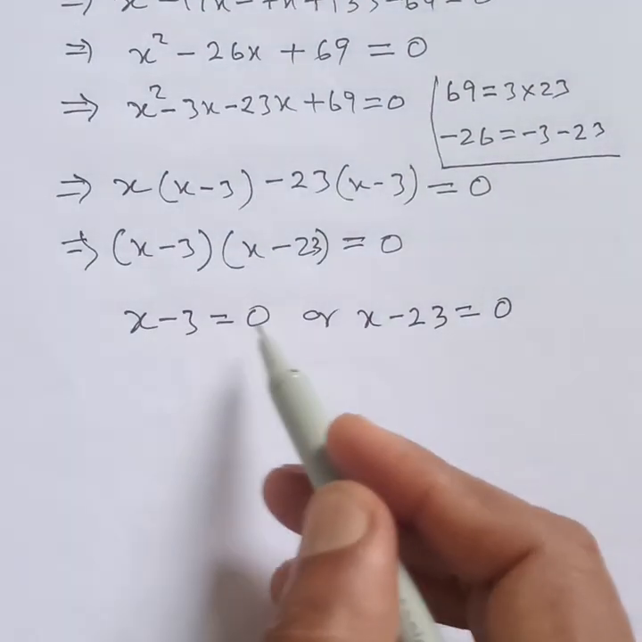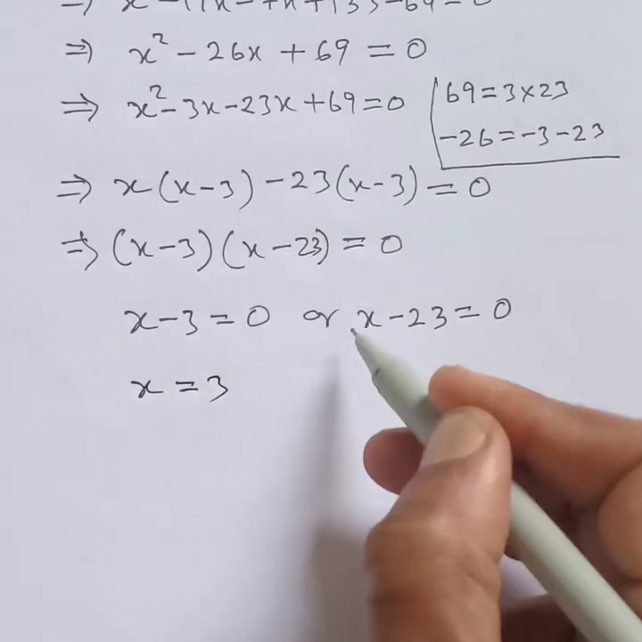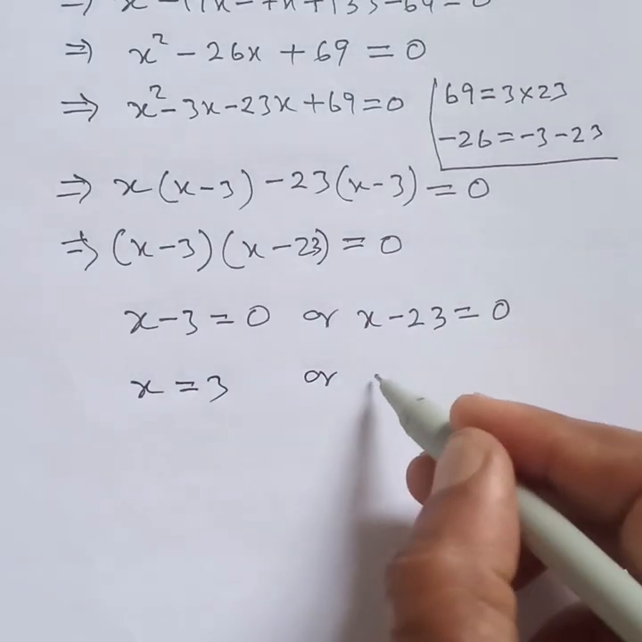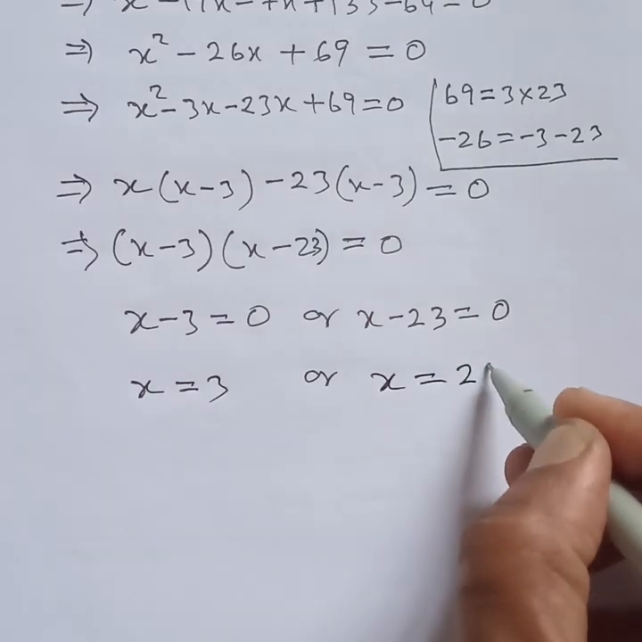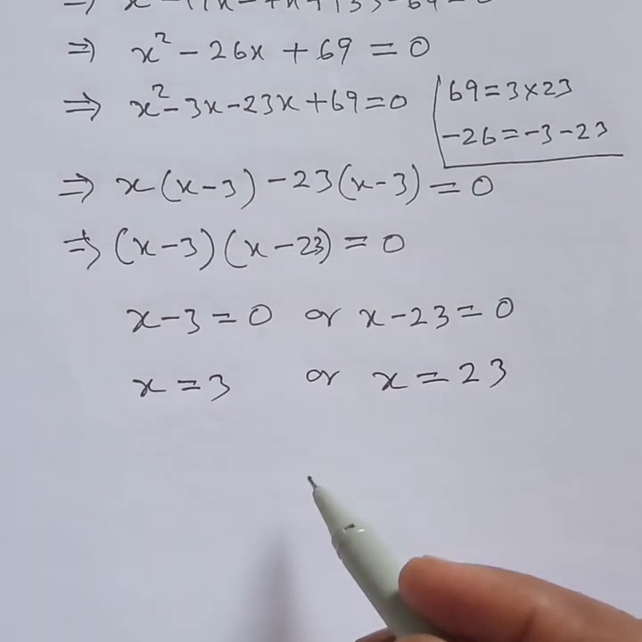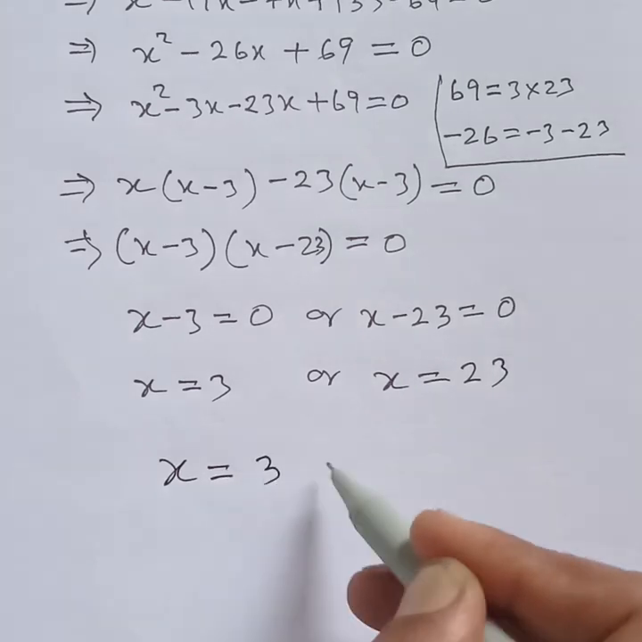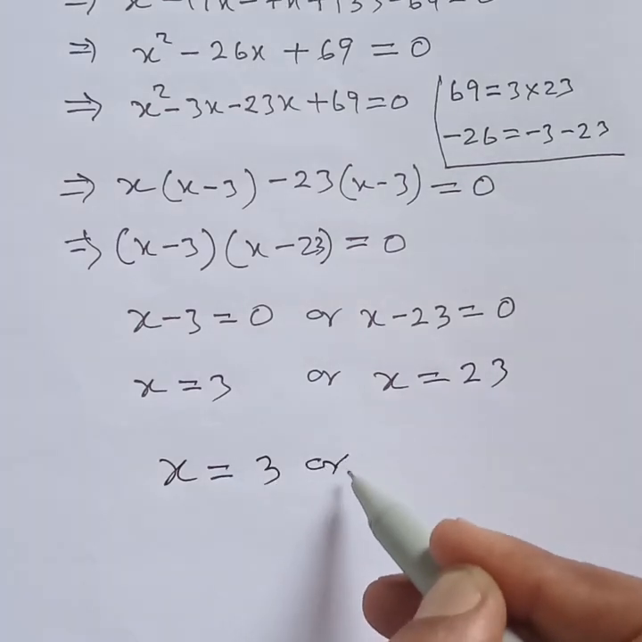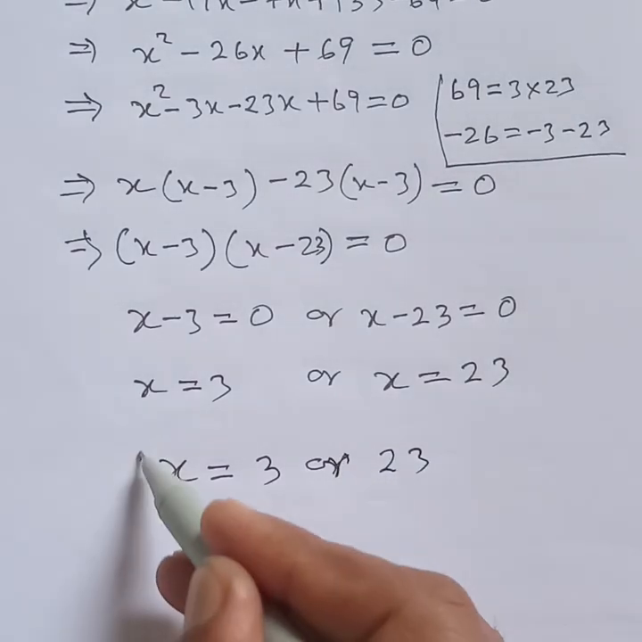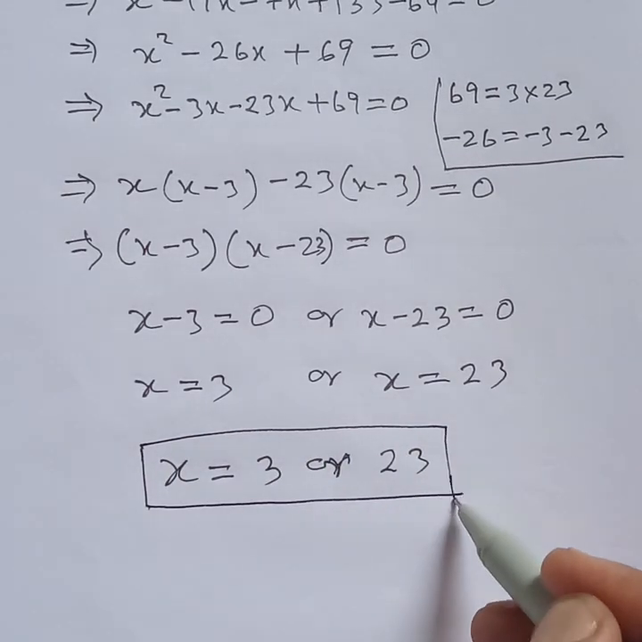When x minus 3 is equal to 0, then x is equal to 3, or x minus 23 is equal to 0, then x is equal to 23. So we get two values of x, and that's our x is equal to 3 or 23. And these are the answers of this problem.